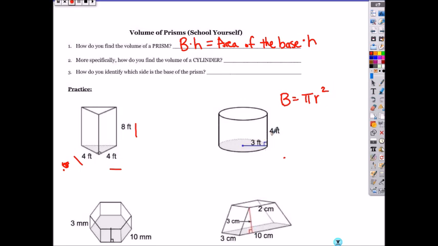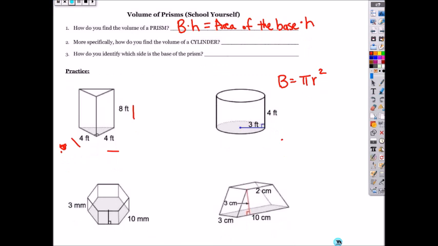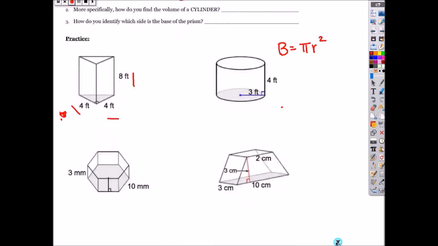What about the third one? What's the base? Hexagon. You find the area of the hexagon and multiply by its height.